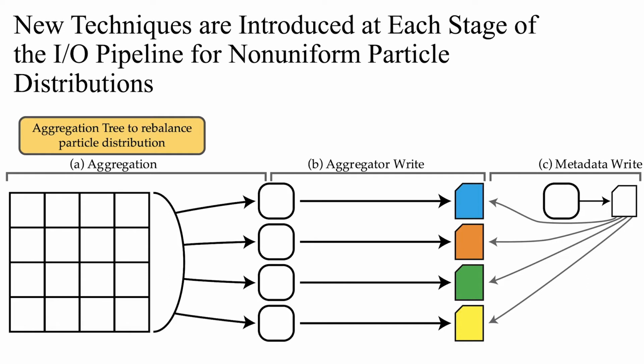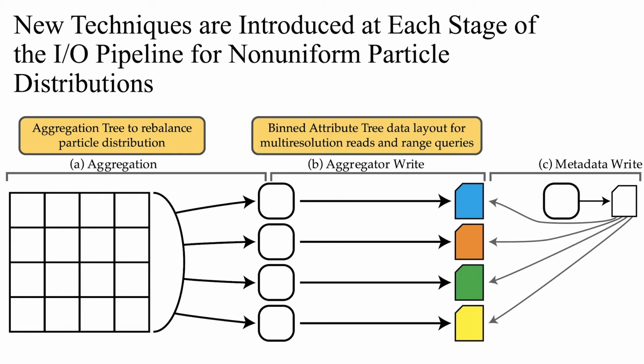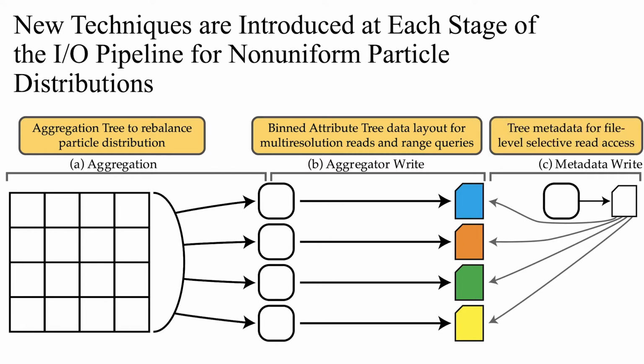First, we introduce the Aggregation Tree I/O strategy to create the aggregation groups by constructing a tree that assigns a similar number of particles to each output file. Next, the binned attribute tree is a new data layout for multi-resolution reads and range queries that incurs little overhead to store and can be built quickly during I/O. And finally, a single tree metadata file is output to provide file-level selective read access to the entire dataset.